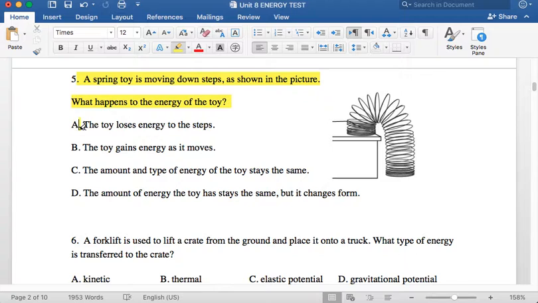A. The toy loses energy to the steps. B. The toy gains energy as it moves. C. The amount and type of energy of the toy stays the same. Or D. The amount of energy the toy has stays the same, but it changes form.